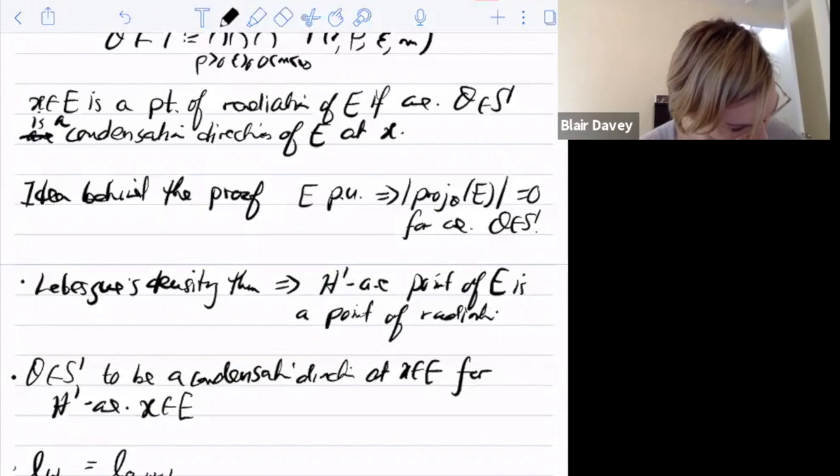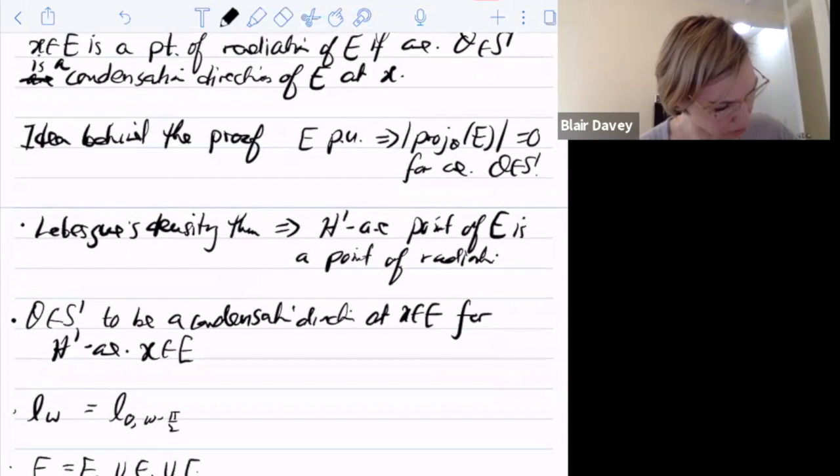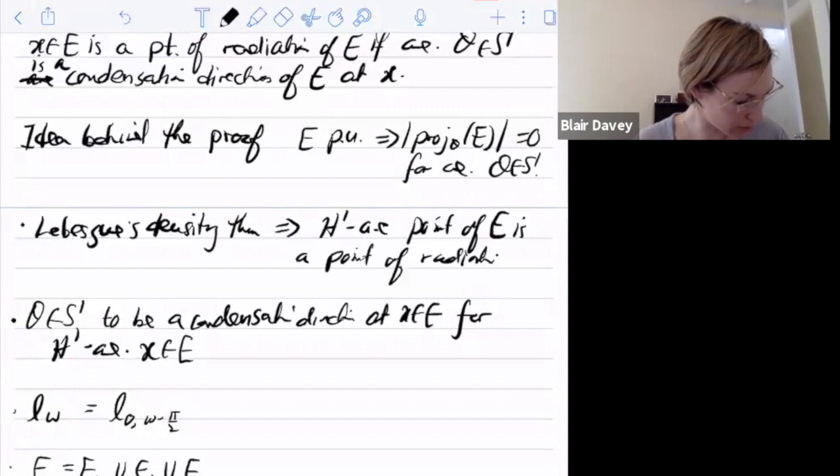Okay, and then I'm gonna decompose E into three sets, E0, E1, and E2. So E1 is the set of all points for which theta, our theta that we've fixed above, is a condensation direction of the first kind. So CDs of first kind, CDs of second kind, and this is the other, but it has measure zero. And now we're going to analyze these three sets individually.